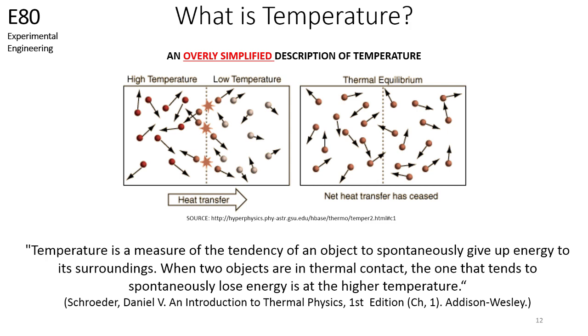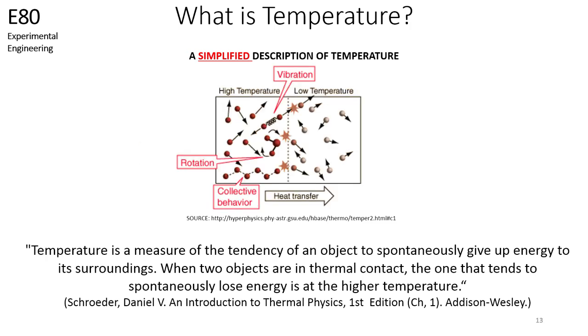This video demonstrates a widely used, simplified definition of temperature, which is: temperature is a measure of the tendency of an object to spontaneously give up energy to its surroundings. When two objects are in thermal contact, the one that tends to spontaneously lose energy is at the higher temperature. When the barrier between the particles disappeared, the high temperature particles made contact with the lower temperature blue particles, causing a transfer of energy. Eventually, all the particles in the box reached a thermal equilibrium.